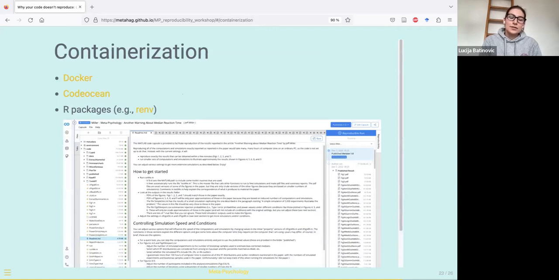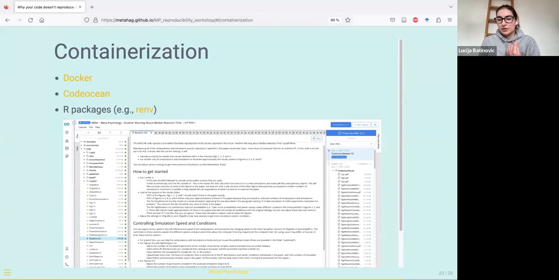Last one is making containers. This would probably be the best practice, because it would ensure that everything reproduces. It would be really good if people knew how to use Docker. I have issues with Docker.